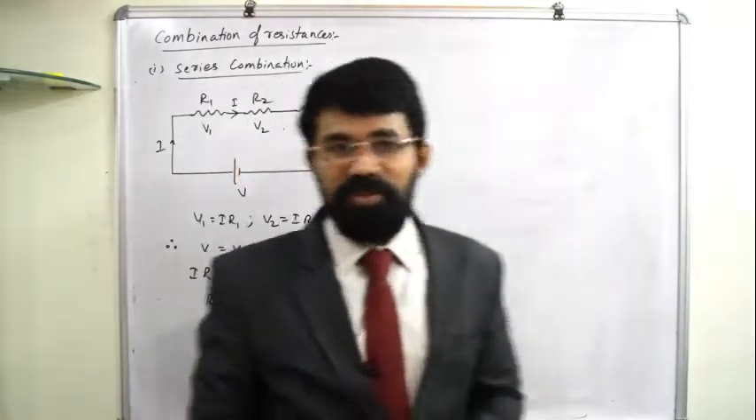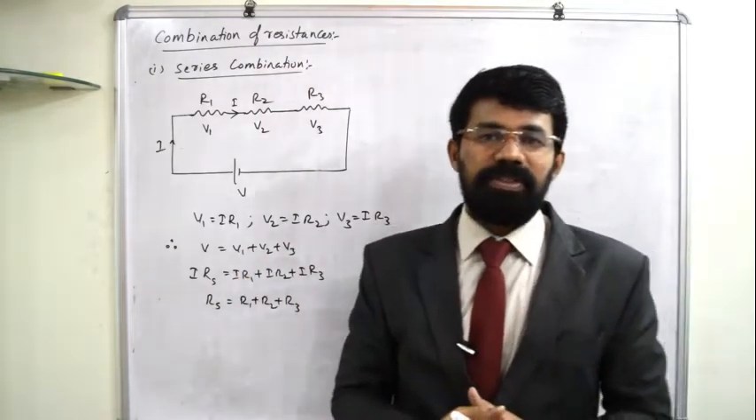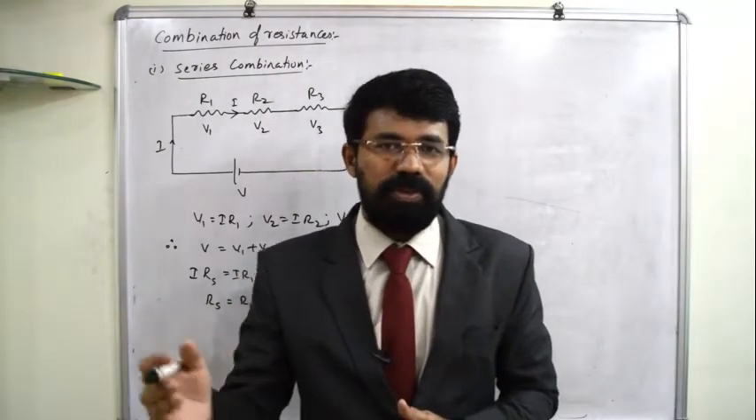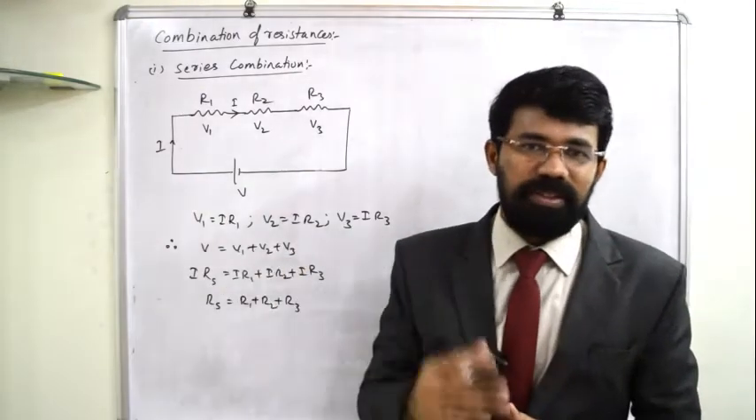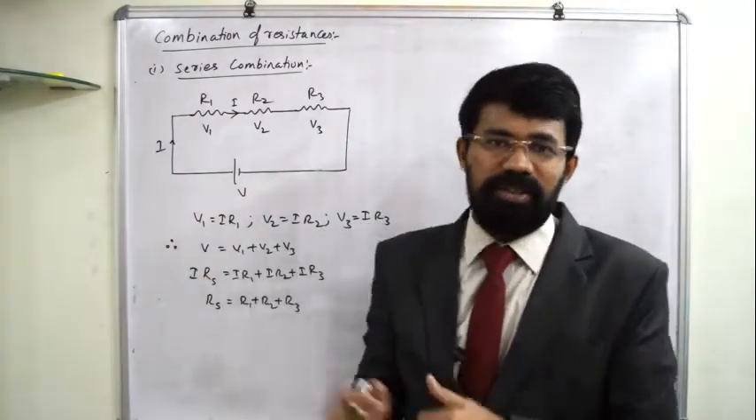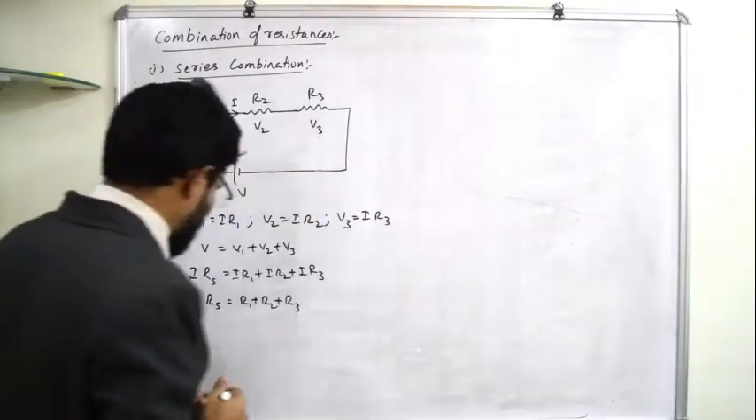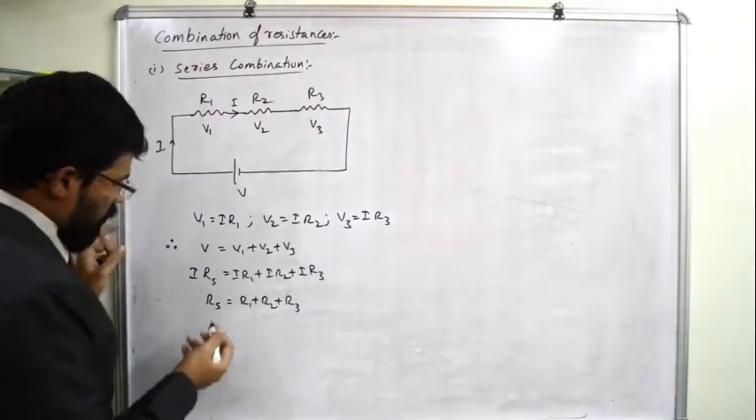So it's that simple. When you take several resistances in series, the effective resistance offered by the circuit will be R1 plus R2 plus R3. If you take n number of resistances, R1 plus R2 plus and so on up to Rn. Simply you need to add all the resistances, then you will get the effective resistance offered by the combination. So this is the conclusion.